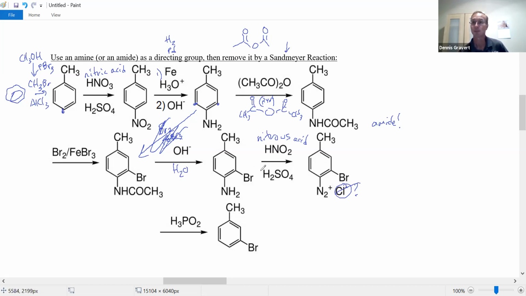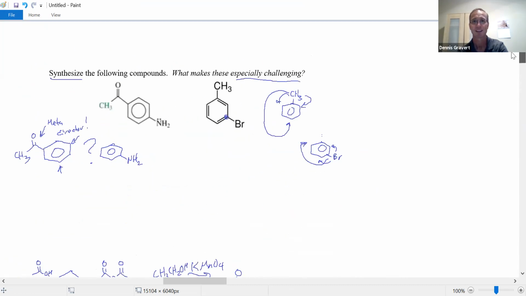Anyways, once you make the diazonium salt, you start the Sandmeyer reaction, you've got reactions available for the next step. Well, what were we after? We're after the meta-bromotoluene. We just need to get rid of the nitrogen, add the hypophosphorous acid, and the N2 group will leave and a hydrogen will go in its place. And we made that product, the product we wanted. That was very challenging using older methods of synthesis.